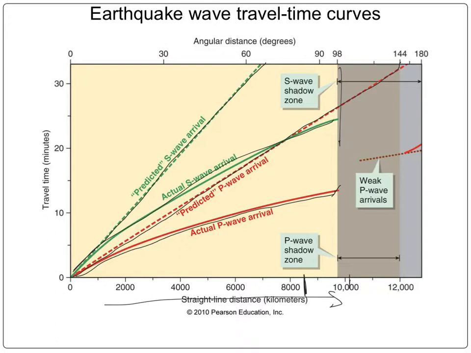Same thing happens with the P waves. You get to that same point, and they all of a sudden just disappear, but they later show up again. You get far enough away, you start seeing the P waves again. But no matter how far away you get, you never see the S waves show up again. So that's obviously a clue. Something different is happening between the P waves and the S waves. And then you also get these weird, weak P wave arrivals that we'll talk about in a minute.